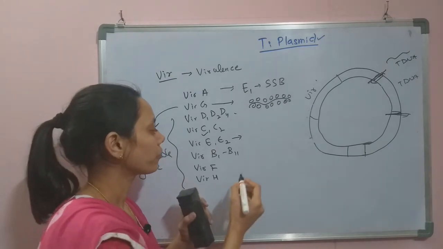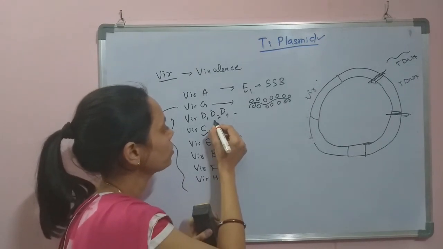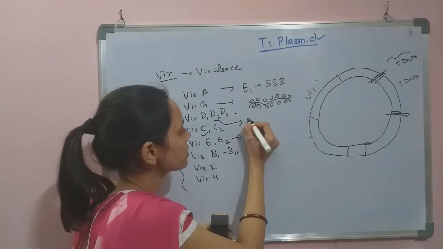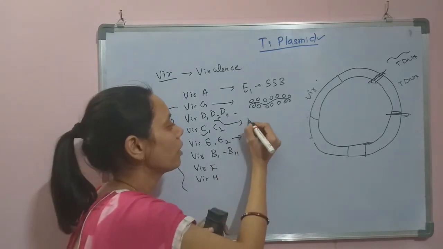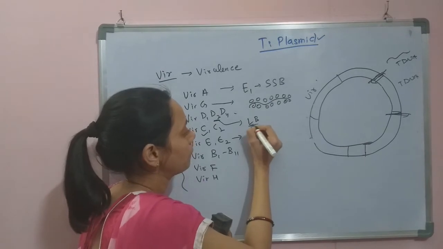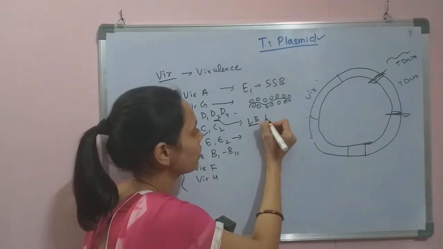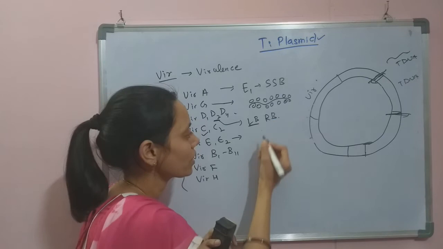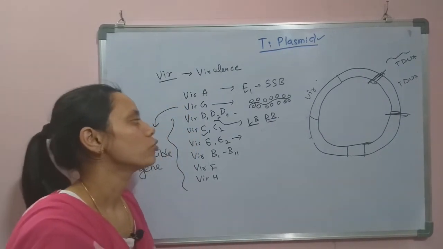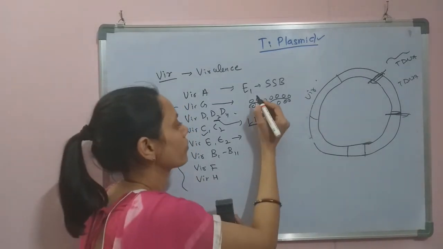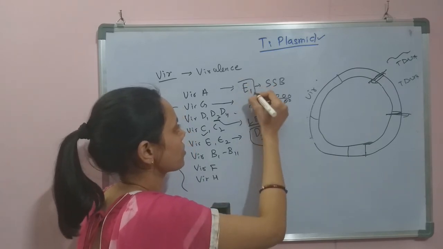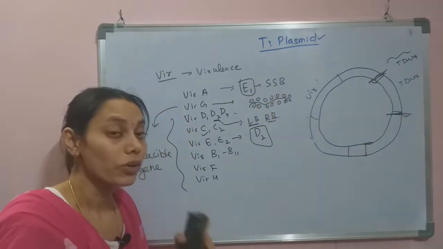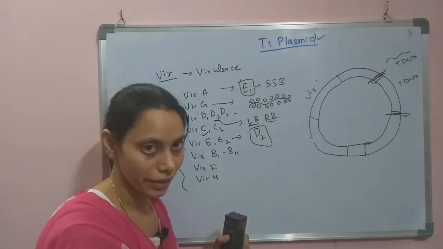And also, coming back to D2, which is an endonuclease, as we already discussed, it also binds with the left border and right border, and it protects the borders as well. So E1 and D2, these two genes are responsible for the protection of the single-stranded tDNA.